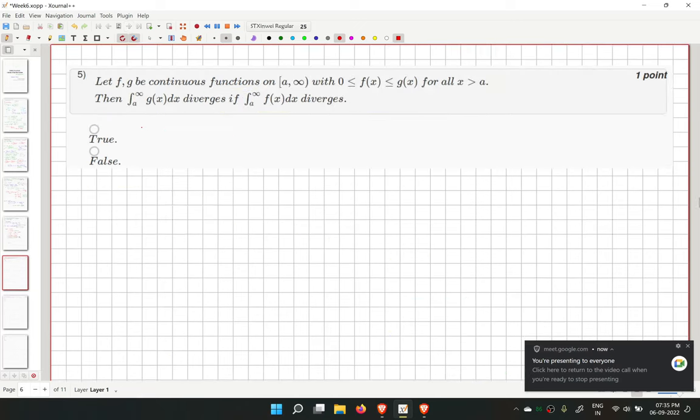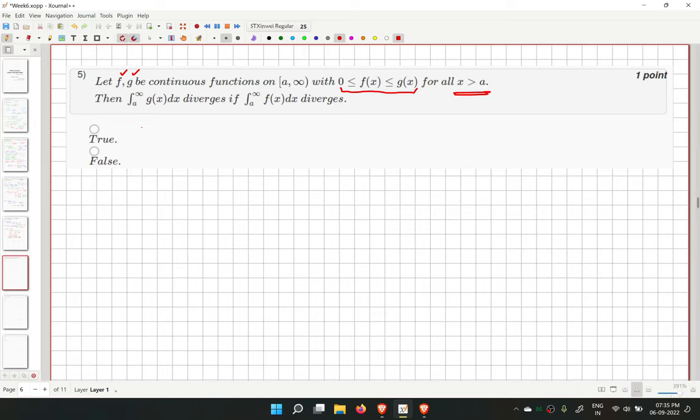which states that let f and g be two continuous functions on this interval, close bracket a to open infinity, with this property that fx and gx both are positive and fx is always less than or equal to gx for all value of x greater than a. Then there is a statement given that integration a to infinity gx dx will diverge if integration a to infinity fx dx diverges. So let us write out this problem here.